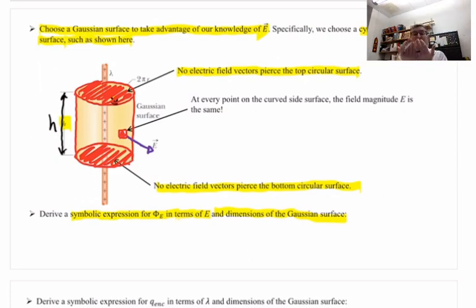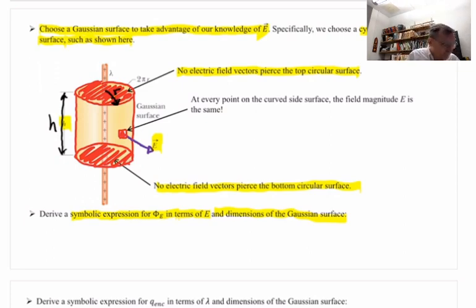Every point on the curved side of this Gaussian cylinder is distance r from the line, right? Remember that. The radius of the Gaussian cylinder is r, and every point on the curved side is a distance r from the line. And we said in the previous slide that the magnitude of the electric field, the magnitude of E arrow, depends only on that distance from the line. And every point on that curved side is the same distance from the line. So every electric field vector piercing the curved side has the same magnitude. And that's going to be very important.